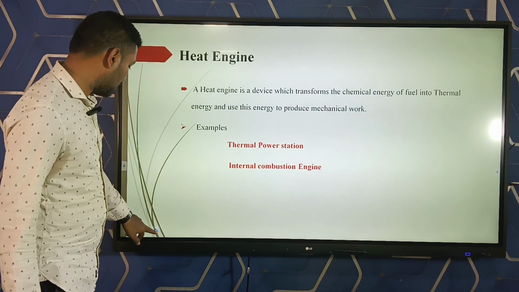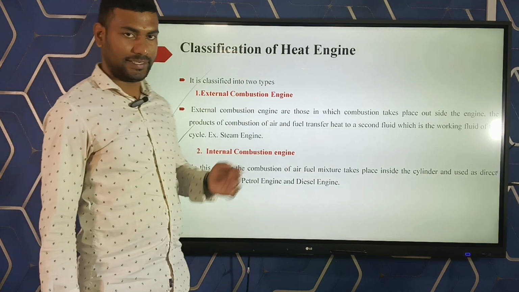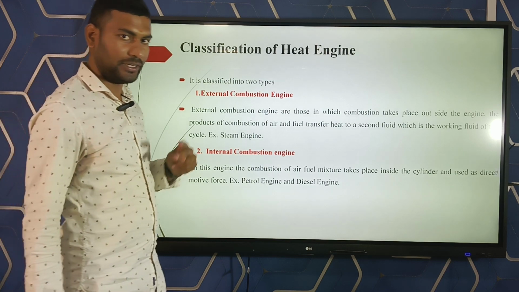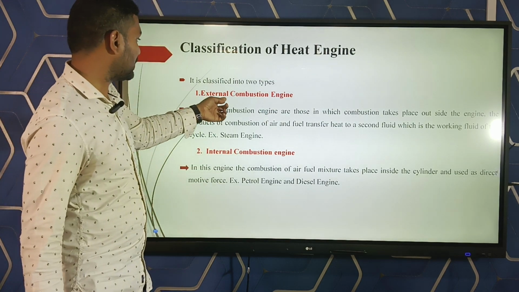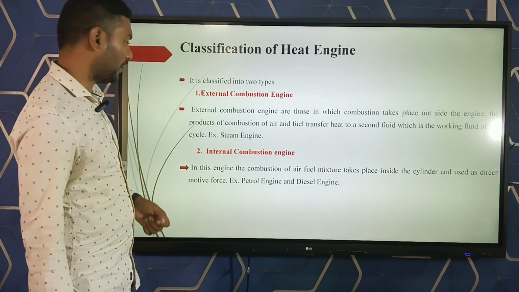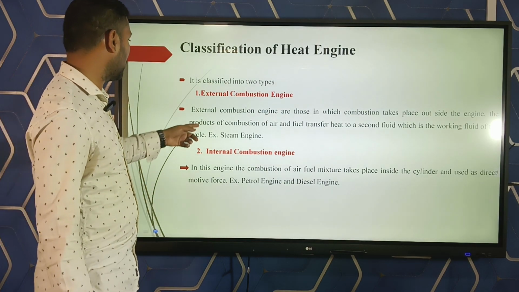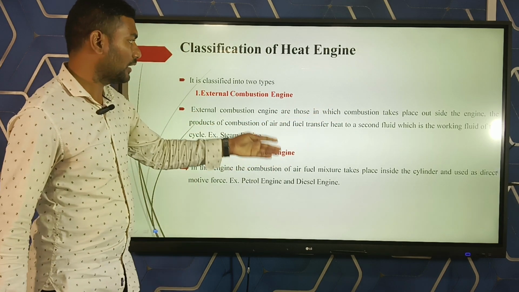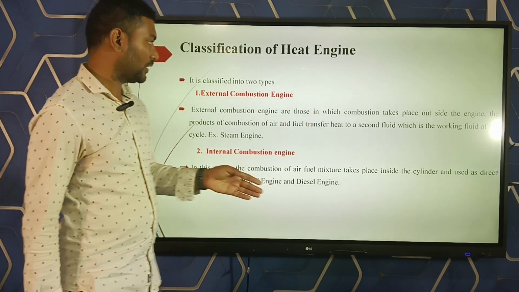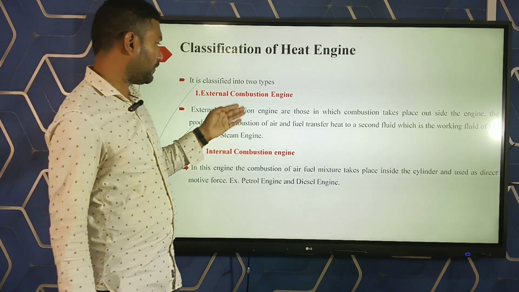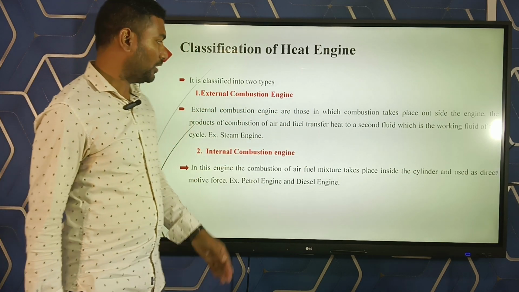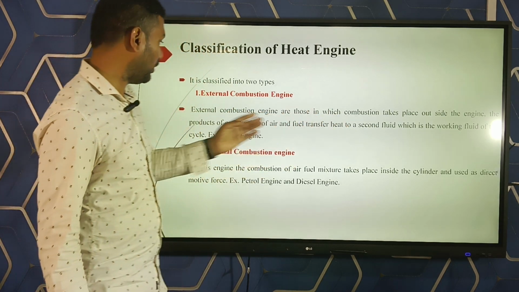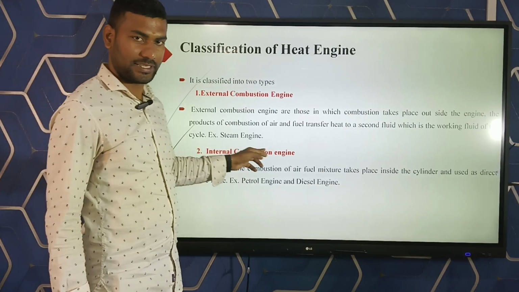Then, classification of heat engines. Heat engines are classified into two types. First is the external combustion engine. What is an external combustion engine? External combustion engines are those in which combustion takes place outside the engine. The products of combustion of air and fuel transfer heat to a second fluid, which is the working fluid of the cycle. Example, steam engine.